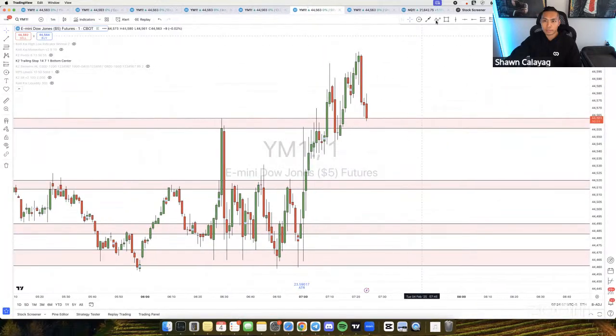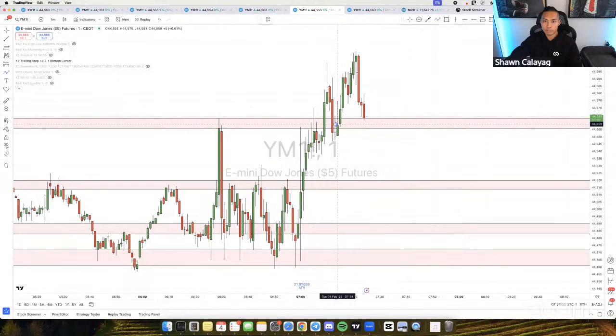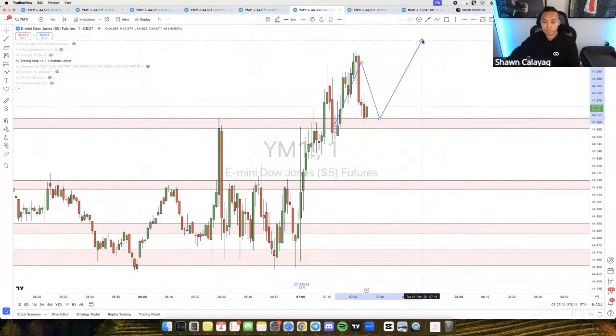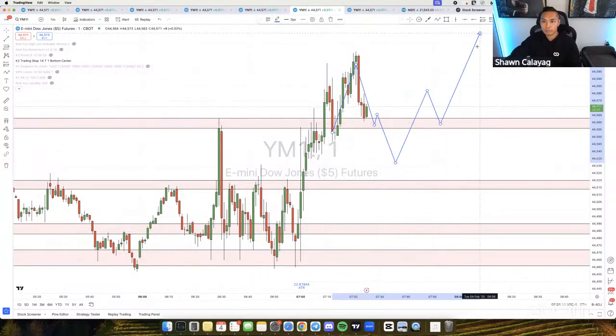Price is pulling back here. This could be a break and retest. So basically another break and retest of the resistance, now support. Or it might even fake out. So this might be a fake out. And then you guys have seen this before, right? Price pushes up, comes down, fakes out.